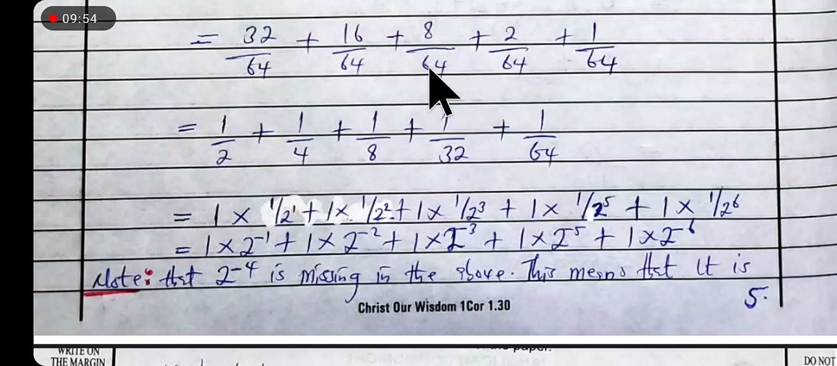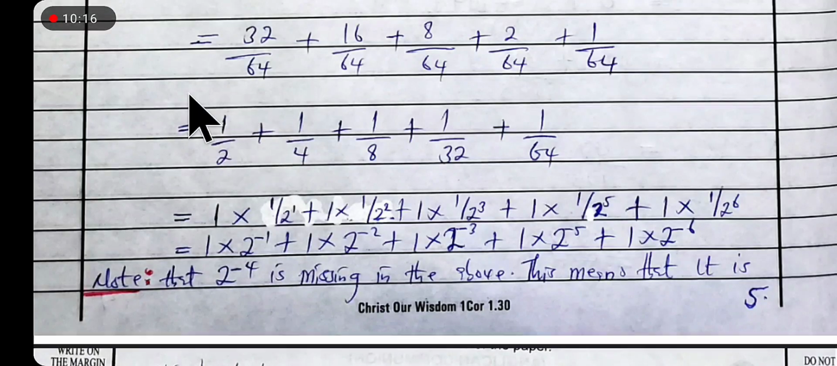8 here, 1, 8 in 64 is 8. 2 here is 1, 2 in 64 is 32. Then 1 here, 1 in 64 is 64. So we just reduce so that it will help us to get the appropriate power. All right, are we together?